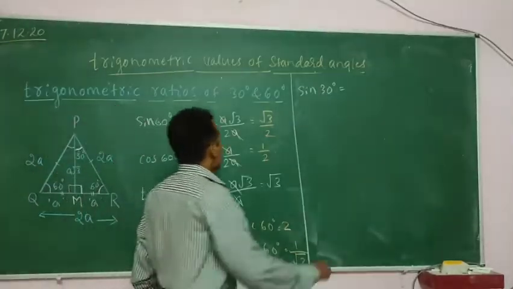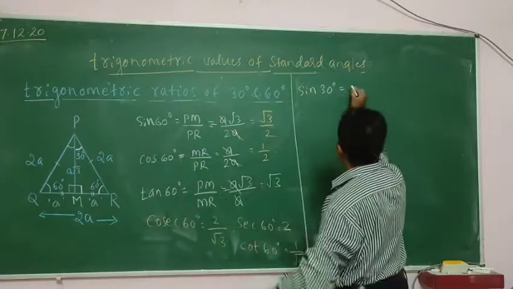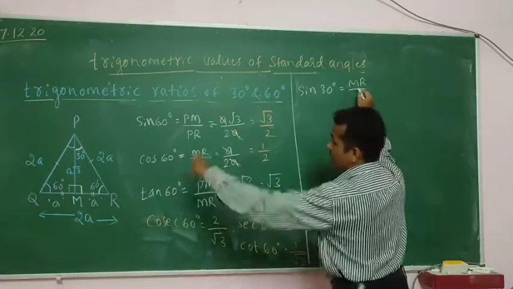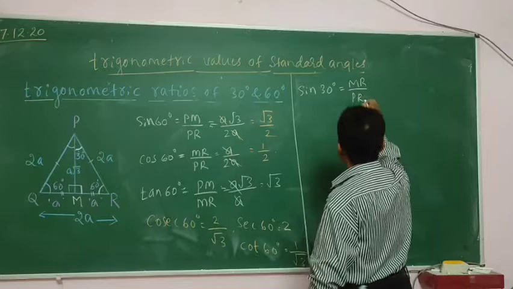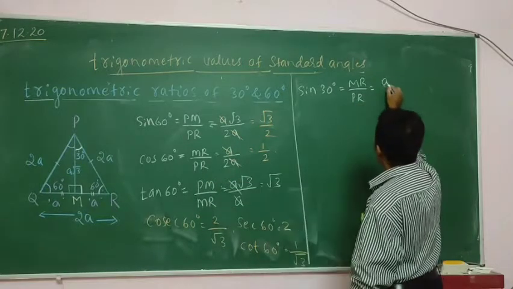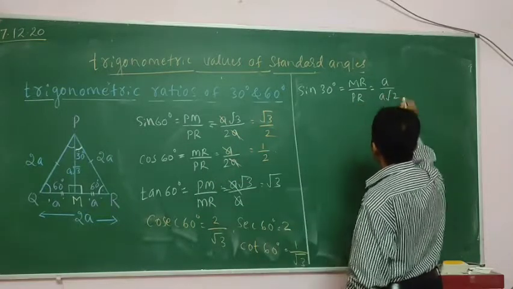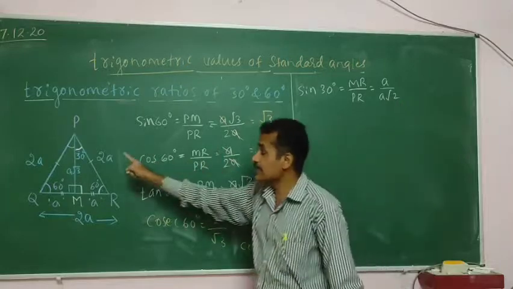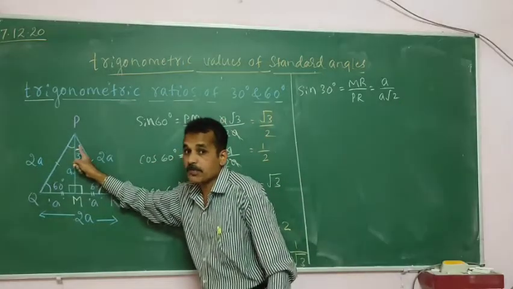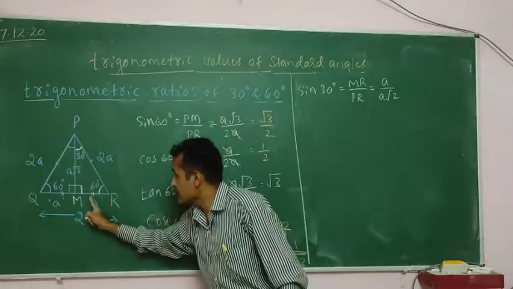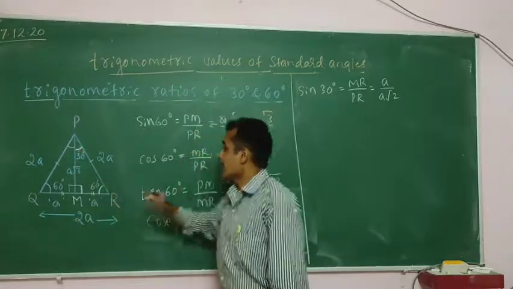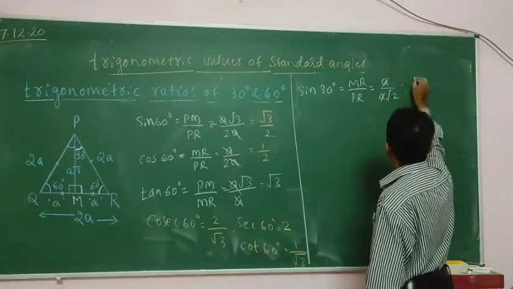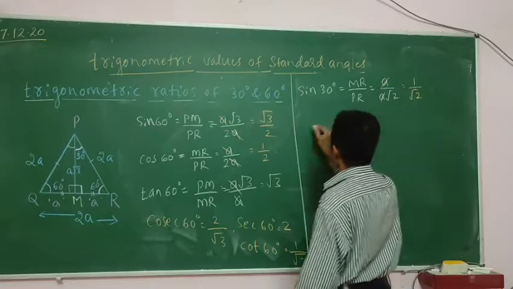Sin 30, opposite मतलब MR divided by PR. This is A divided by 2A. मतलब मैं 30 से देख रहा हूं. यहां से मेरा पॉइंट ऑफ ऑब्जर्वेशन, यहां से अपोजिट. इसका अपोजिट बाय हाइपोटेन्यूज मतलब ये दोनों कैंसिल हो गए, 1 by 2.